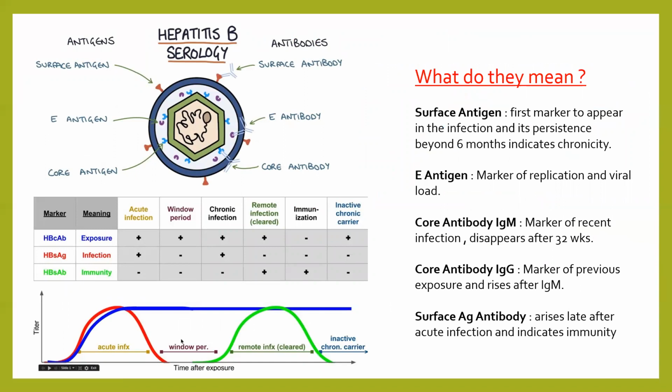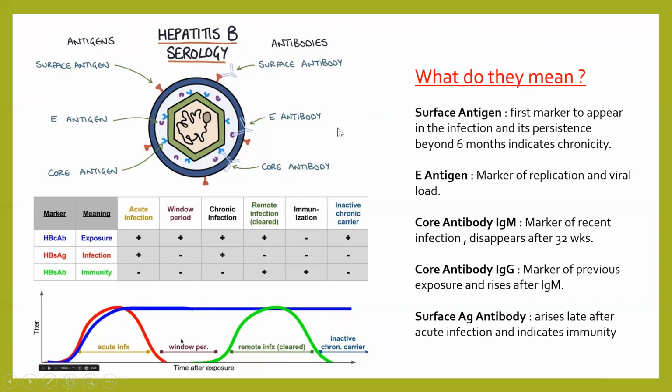Now, hepatitis B serology is usually the hardest part of hepatitis for many students, so I've tried my best to make it as clear as possible. Here's a picture of what the antigens are and what the antibodies are and where they're located on the virus itself. Surface antigen, like the name suggests, is right here on the surface. E antigen is something that's inside the virus. Core antigen is located right on the inner capsid wall. And these are the antibodies.